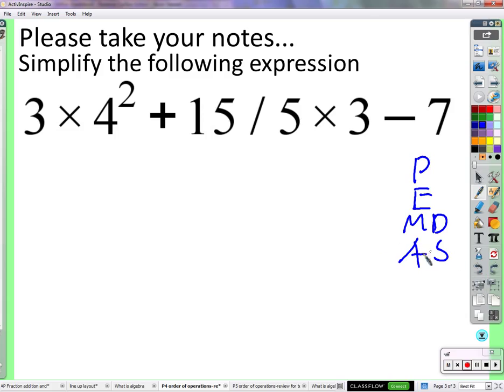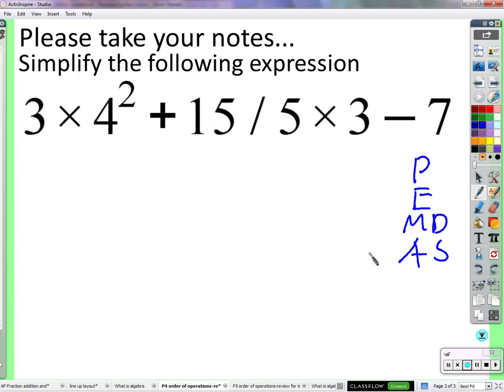Then we have addition and subtraction from left to right. Are you ready? Yeah, I'm ready as soon as you're ready. Alright. Addition and subtraction also from left to right. Subtraction's first, do it first; addition's first, do it first.